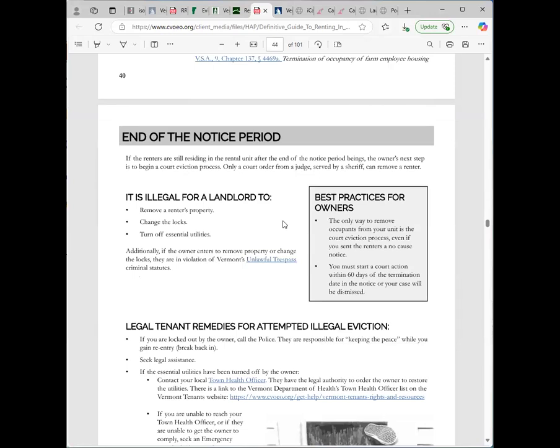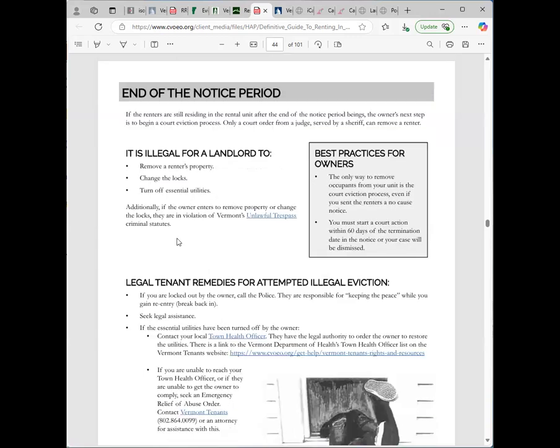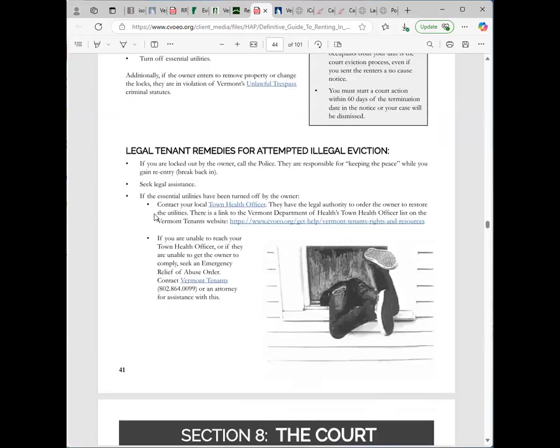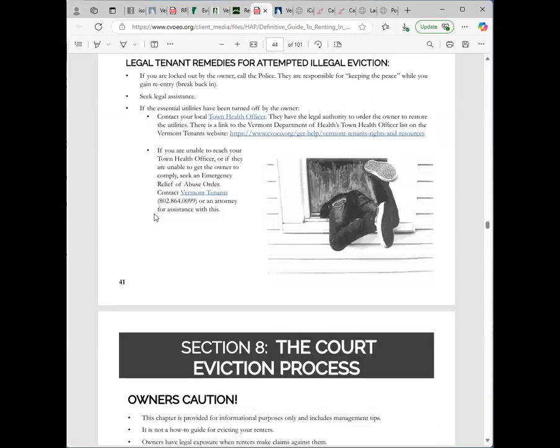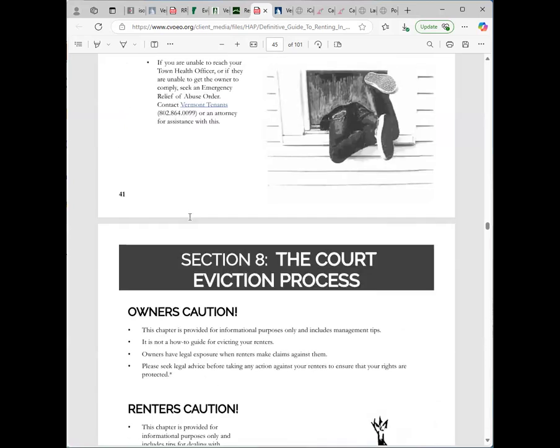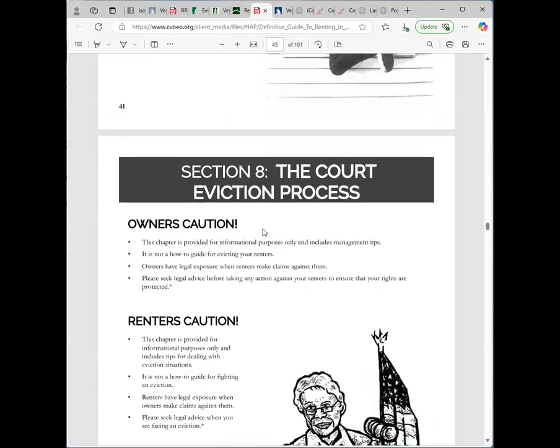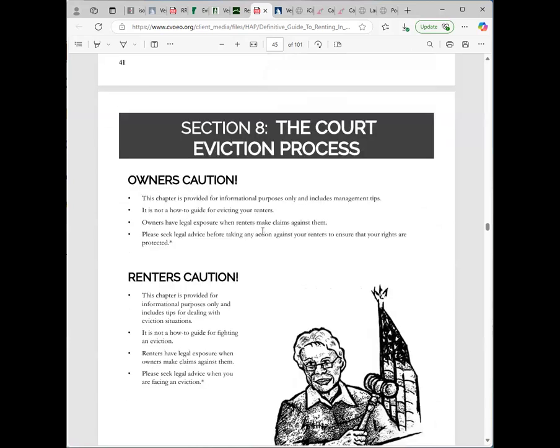If the renters are still residing in the unit, yeah, okay, so you might have to evict them, but it's illegal for a landlord to remove a renter's property, change the locks, or turn off essential services. This is called unlawful trespass. If they change the locks, that's really bad. Don't do that. Legal tenant remedies for attempted illegal eviction. There's all kinds of things that will get you in trouble. Landlords, don't do this. And then it talks about the court eviction process.